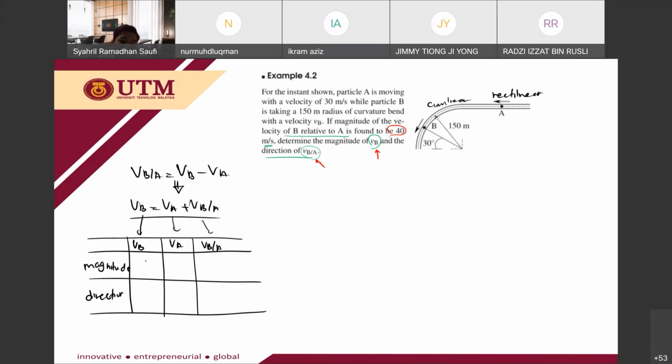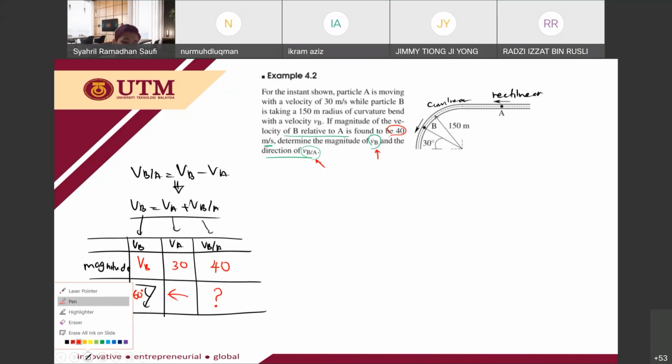Here VB is unknown, with direction 60 degrees. VA is to the left, with magnitude 30 given here. And VB through A is 40, and its direction is unknown.